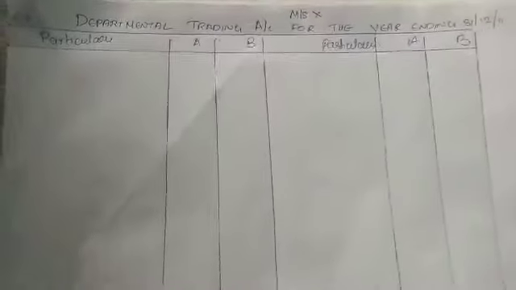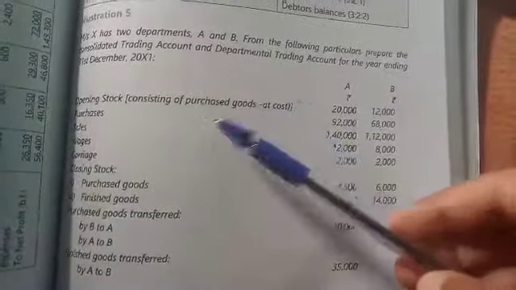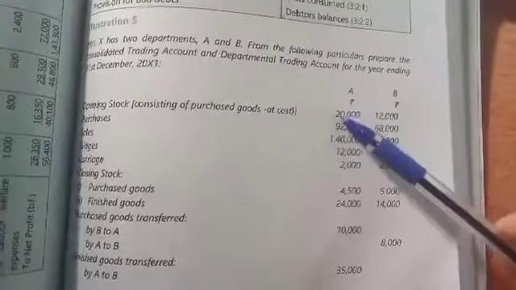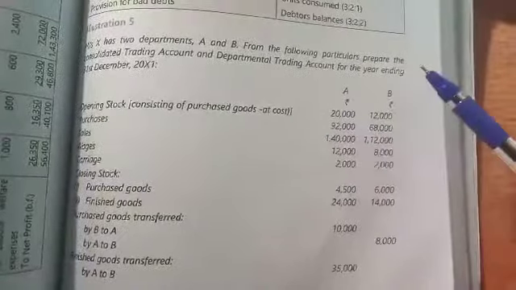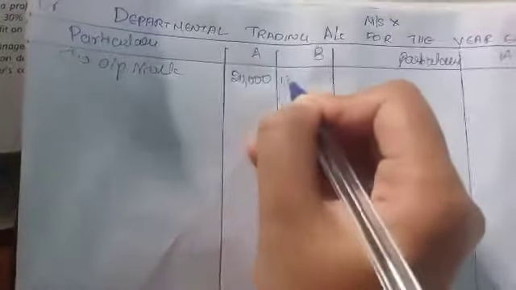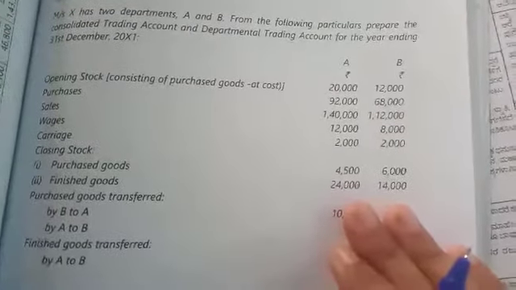So prepare a format like this. Mrs. X departmental trading account for the year ending 31st March 2011. This is debit and this is credit. The first thing they have given is opening stock at cost, consisting of purchased goods. This is at cost, so no worries, just write down these in the opening stock. To opening stock, it is 20,000 and 12,000. Done. Next one is purchases, write down 92 and 68.